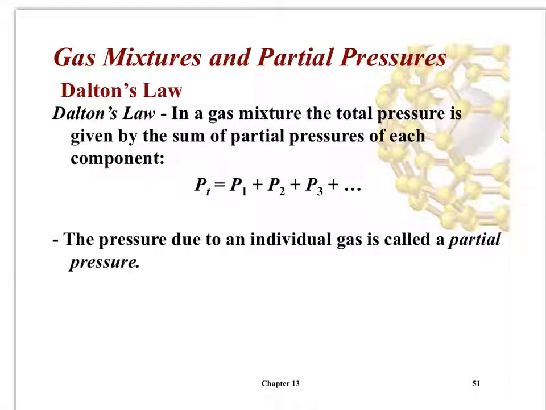He said that the total pressure of a gas mixture is equal to the sum of the partial pressures of the parts. So the total pressure of air, for example, is going to be equal to the pressures that are due to each individual gas. So the total pressure of air would be equal to the partial pressure of the nitrogen plus the partial pressure of the oxygen plus the partial pressure of carbon dioxide plus the partial pressure of H2O vapor and argon and so on.